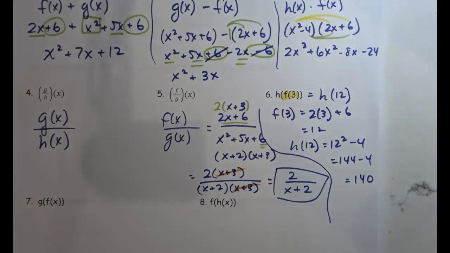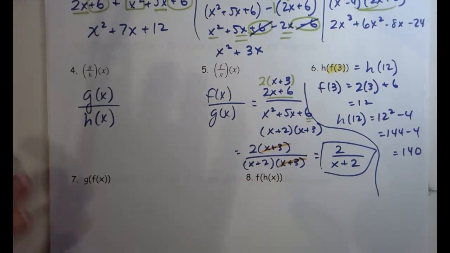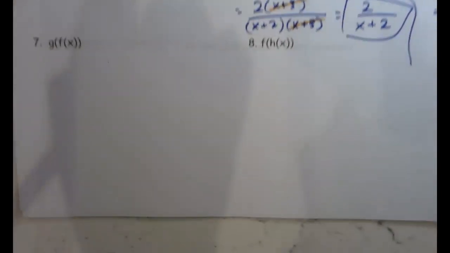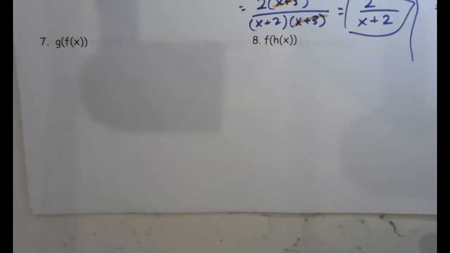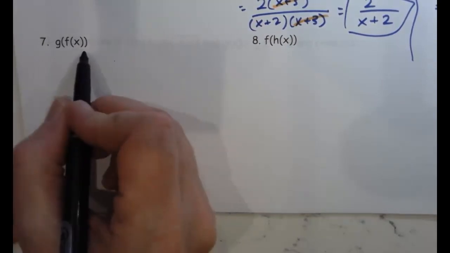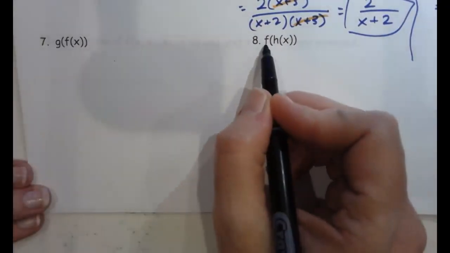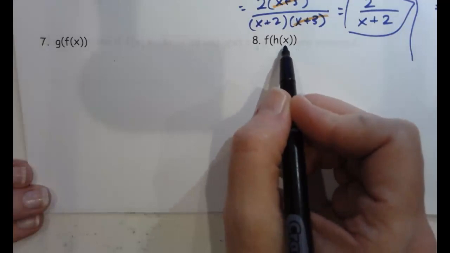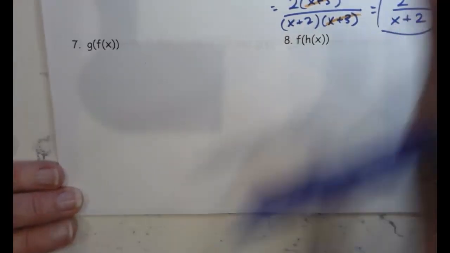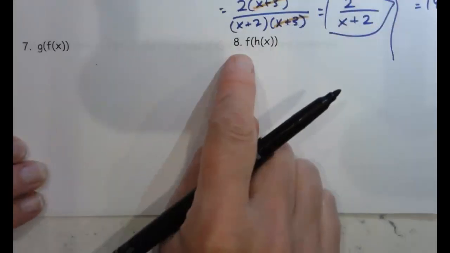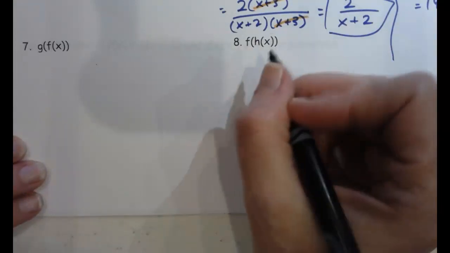Remember, whatever is inside the parentheses is simply the input. Now, if we move on down to 7 and 8, same thing. This is g of f of x. This is f of h of x. I think it's probably beneficial. Let's do f of h of x.